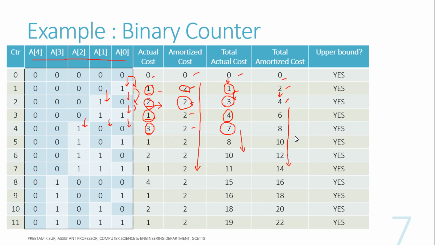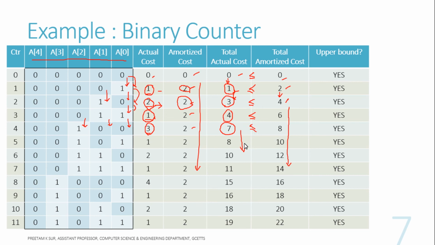Now you have to check whether the total amortized cost after each call is an upper bound to the total actual cost. You can see that 0 is equal to 0, so it is less than or equal to. Next we have a total actual cost of 1 and a total amortized cost of 2, so again the total actual cost is upper bounded by the total amortized cost. Again we have 3 in the total actual cost and the total amortized cost is 4, so it is less than or equal to 4, right? Again 4 is less than or equal to 6, and 7 is less than or equal to 8.